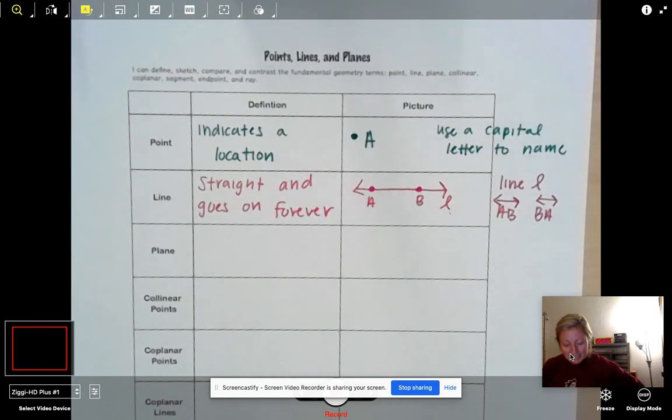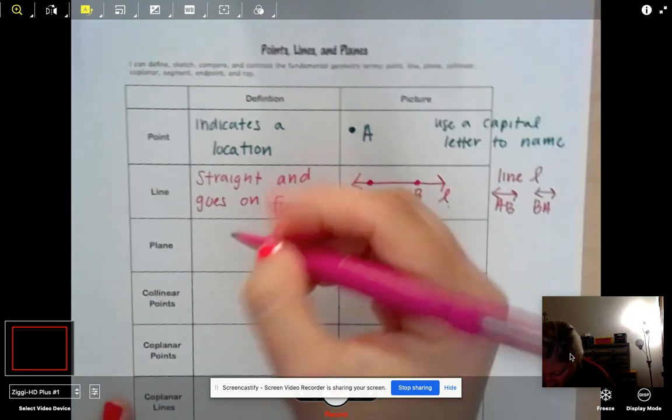Okay, now a plane. A plane is kind of hard to visualize, but all it is is a flat surface. It represents a flat surface. You could think of the top of your desk, or the ceiling, or the floor, or a wall. Do you see how those are all flat surfaces? So a plane is a flat surface and goes on forever.